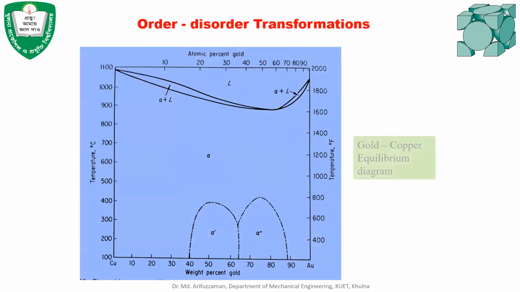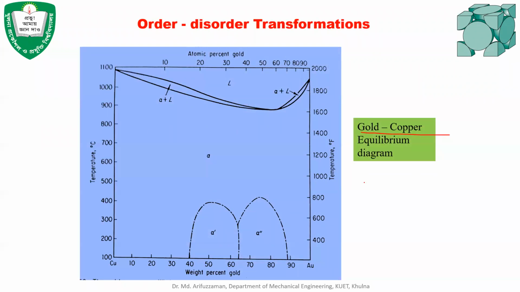In the case of a phase diagram, if you want to see the order disorder transformation, the gold copper equilibrium diagram can be seen. Here, alpha is a solid solution that is formed after cooling, and when the temperature reaches this point, below this temperature the alpha actually gets ordered. This is called alpha dash, the ordered solid solution, and this is called the superlattice.